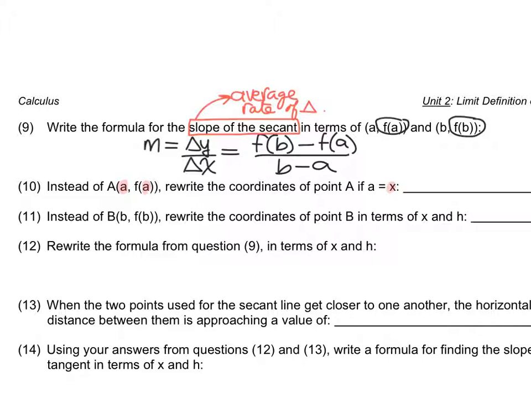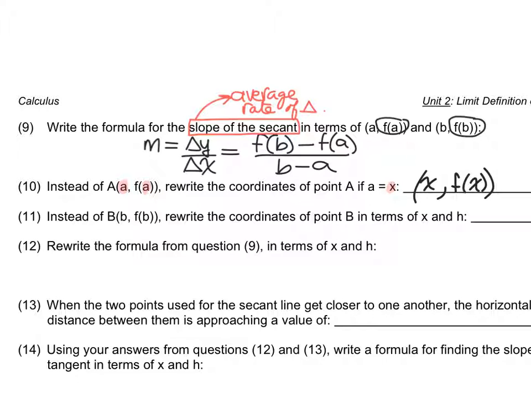All right, so all this is telling me to do is replace the coordinate a comma f of a, replacing the a's with x's. That part shouldn't be bad, because it's literally telling you to rewrite it with x's instead of a's. The second part is a little bit of a different story because it's saying to write it in terms of x and h.